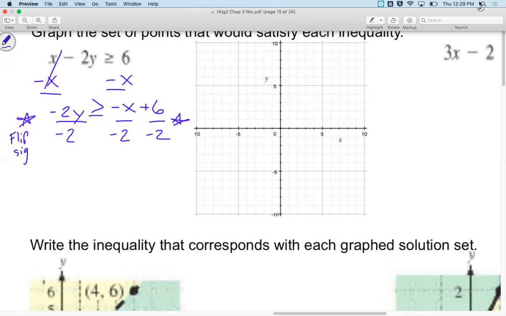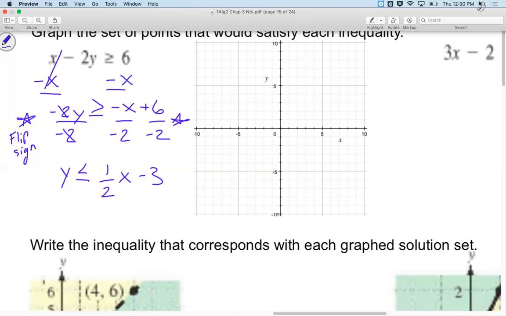So I'm going to go ahead. Negative 2 divided by negative 2, they cancel. So I have y, flip my sign. Negative x over negative 2 is 1/2 x. 6 divided by negative 2 is negative 3. Nikki, are you with me here? Anna, you with me?